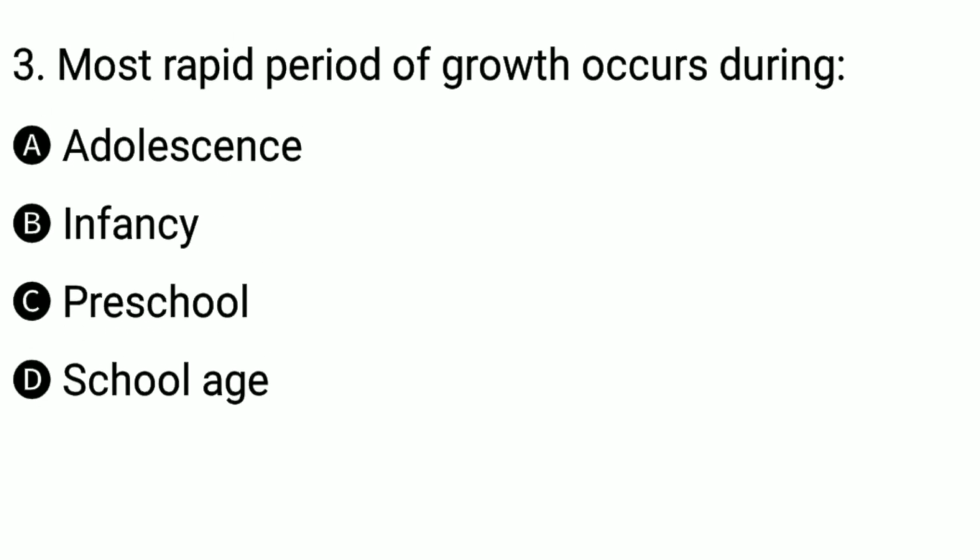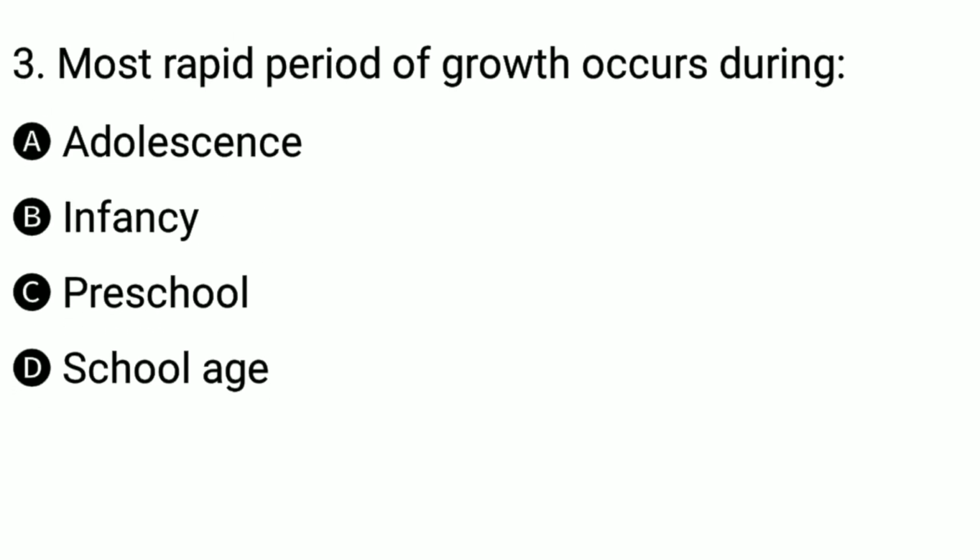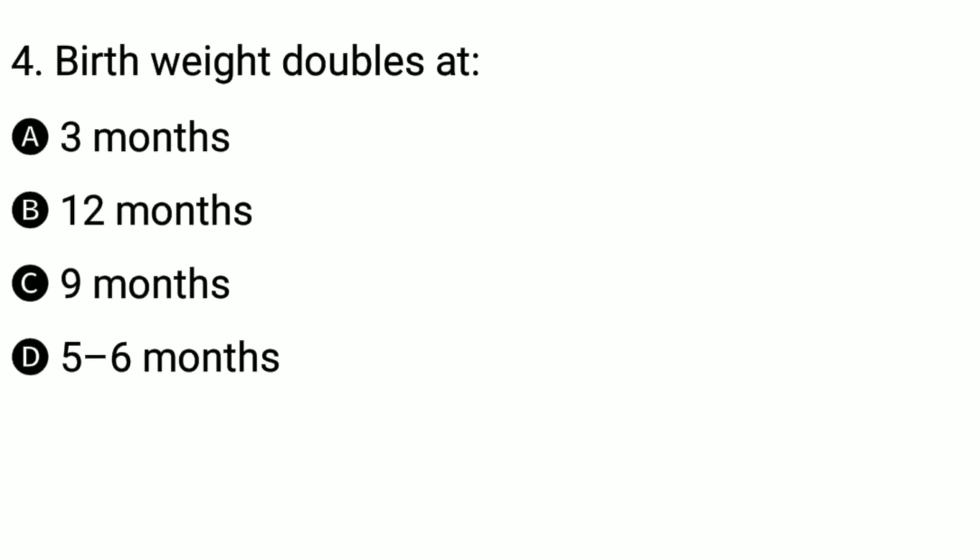Question number 3. Most rapid period of growth occurs during. The right option is option B, infancy. Question number 4. Birth weight doubles at. The right option is option D, 5 to 6 months.